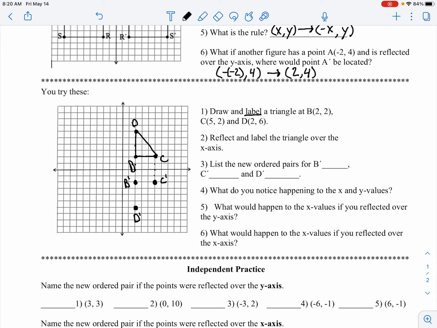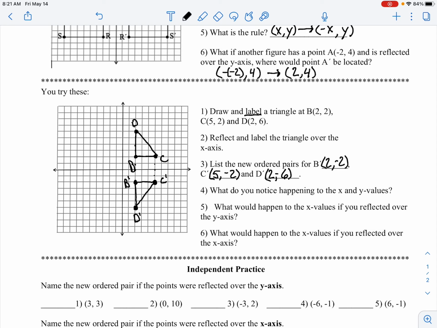So new ordered pairs for B prime is, looks like, oh, so don't forget my triangle here. So B prime looks like it is now 2, negative 2. C prime is 5, negative 2. And D prime is 2, negative 6. So remember what I said earlier, now that we're flipping over the x-axis here, it's our y values that become the opposite instead of the x values.